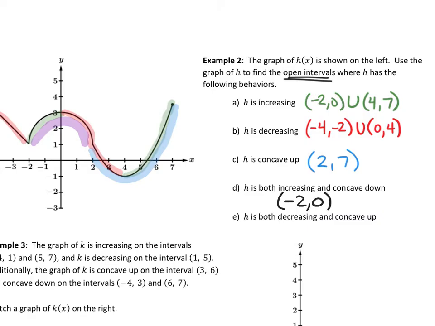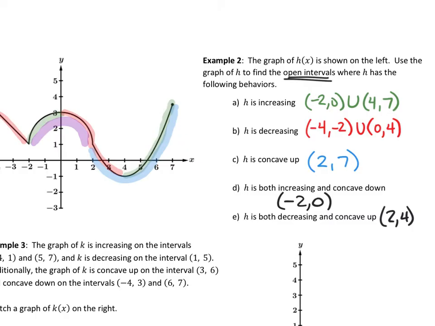So the next question says H is both decreasing and concave up. Decreasing for me was red color and concave up was blue. So what interval is that? 2 to 4. Now this is way easier when it's all highlighted, which you can totally do. But here's another way that we can do this. Hopefully, okay, now that we have the little hand trick, we can keep going.